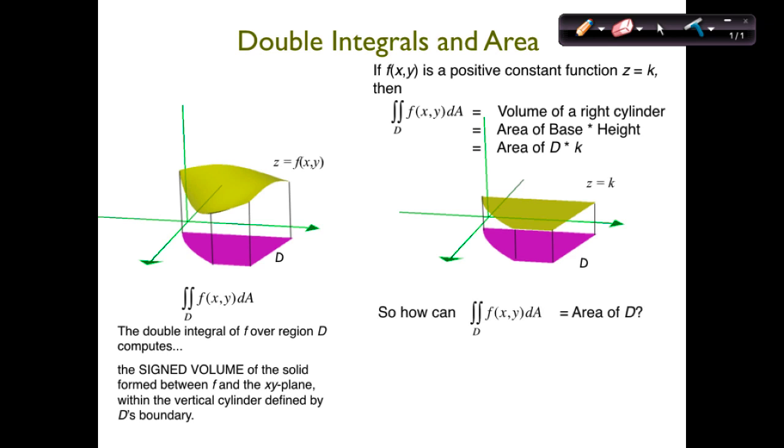Okay, so then how could that double integral be the area of D? If k equals 1. So if k equaled 1, then the value of that double integral would be that volume with height 1, but that would be the same value as the area of D. Does it make sense? In other words, if k equals 1, what are we saying about the function f?